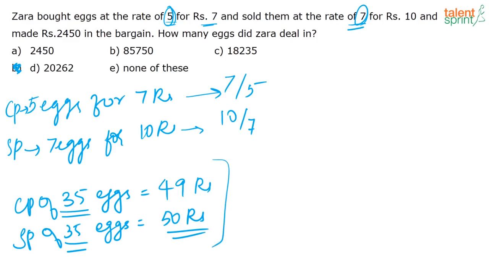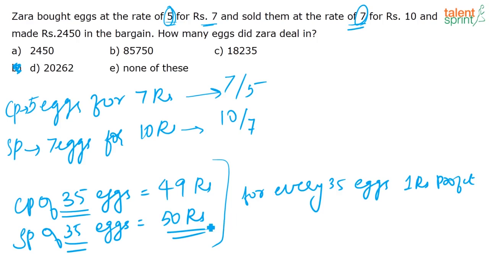So with this information, what can we say? For every 35 eggs she sells, what is happening? She is getting a profit of 1 rupee. Correct? Here the cost price of 35 eggs is 49, the selling price of 35 eggs is 50 rupees. So for every 35 eggs she is getting a 1 rupee profit. Now how much profit? She has made 2450 in the bargain.